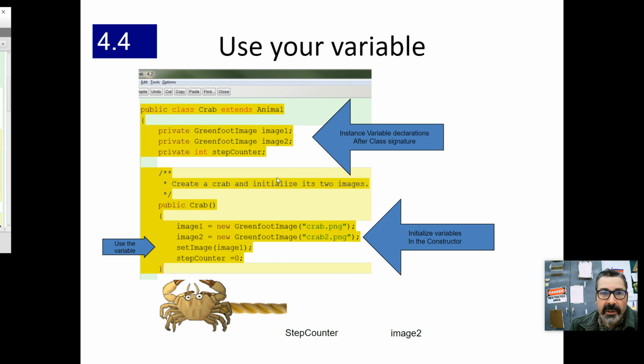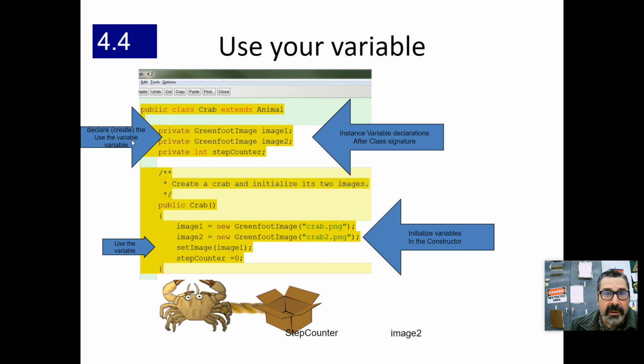Let's take a look at what we're doing here. Whenever you declare the variables, you're saying private int step counter. We're skipping these, but there'd be boxes for image 1 and image 2. When you say private int step counter, you create a box called step counter. The only thing that can go inside of it is an integer. At the moment, this thing is empty. As soon as the crab gets placed in the world, the constructor runs, and you say step counter equals 0. That's how that operates.